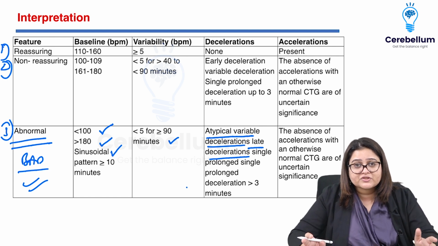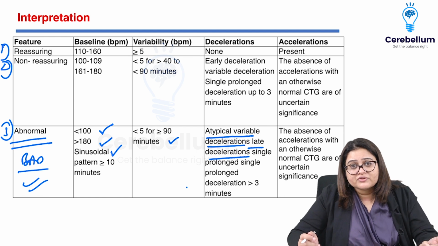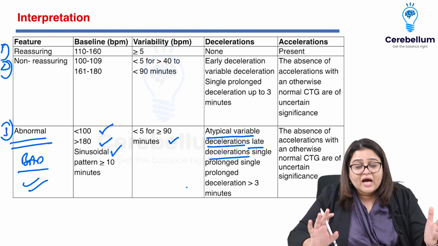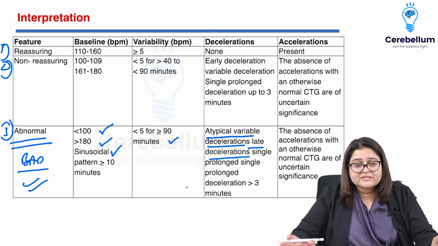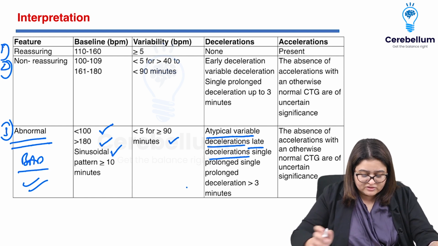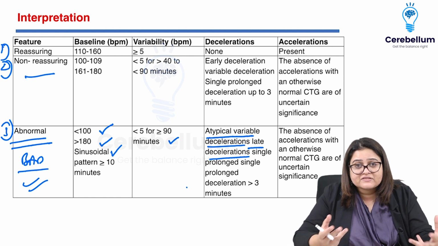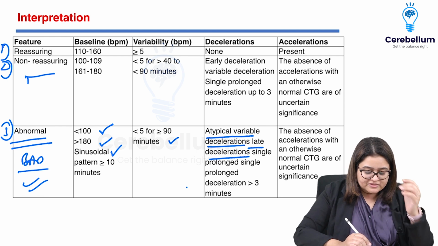Okay, so interpretation could be reassuring, non-reassuring, or an abnormal CTG. Abnormal CTG is where you need to take action. A non-reassuring CTG, you need to increase vigilance. What do we do with a non-reassuring CTG?